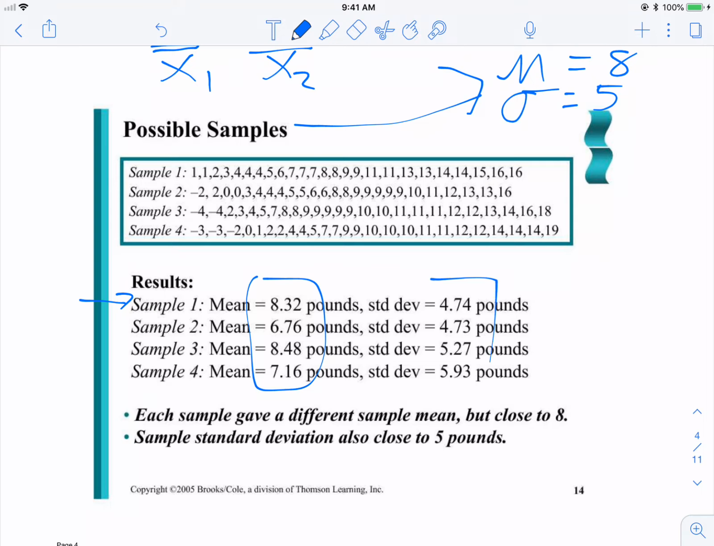All of our standard deviations here, a couple below 5, a couple above 5. But the big idea that we're working towards is that they will eventually average out to be about the same as that population standard deviation of 5. These individual sample standard deviations are just represented with s. So sample standard deviation 1, sample standard deviation 2, etc.